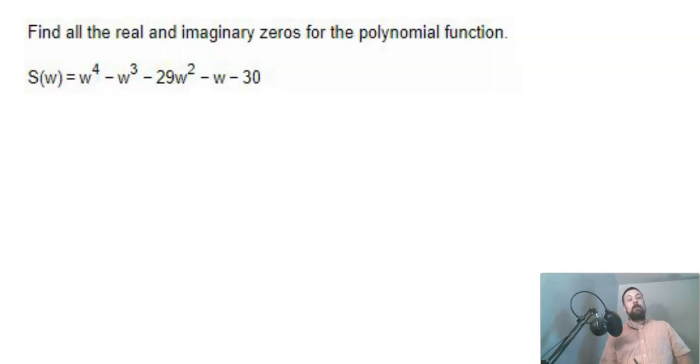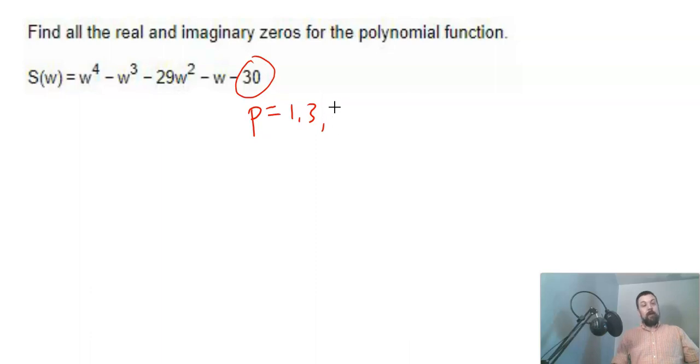So find all the real and imaginary zeros for this polynomial function. This one's going to be a little easier going because the numbers are just a little bit nicer here. So the values for p are found from the constant term, which is 30. You don't have to worry about the negative sign. We take care of that by looking at both positive and negative numbers. So 30, what are the factors? You might think there's a bunch, but with 30, it's not too bad. 1, 3, well, I guess maybe there's more than I'm thinking. 5, 6, 10, and 30. It's not too bad.